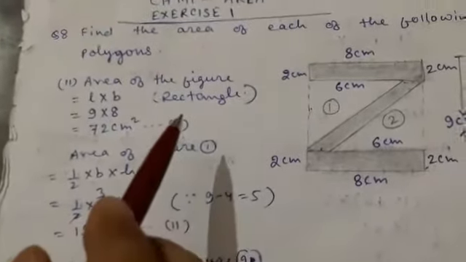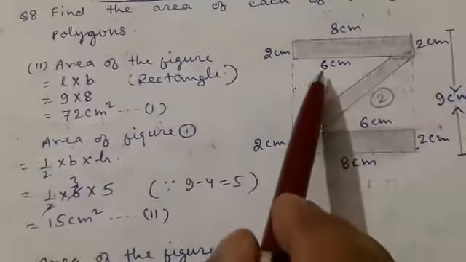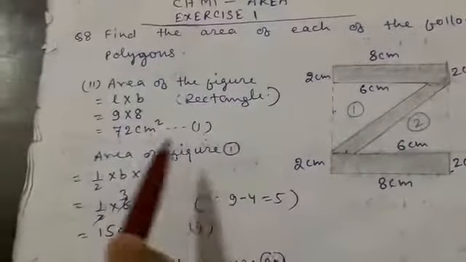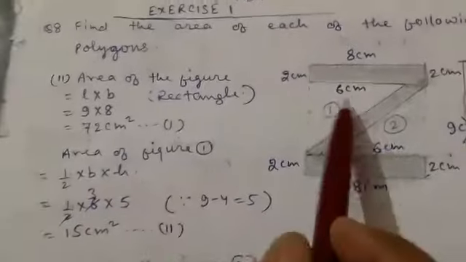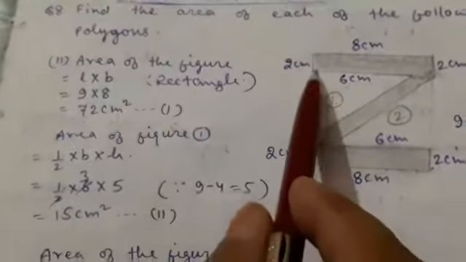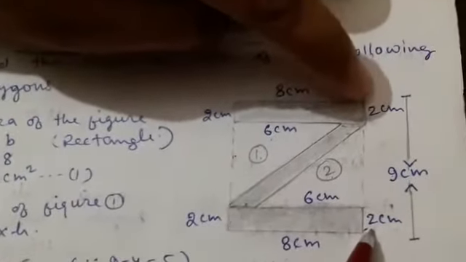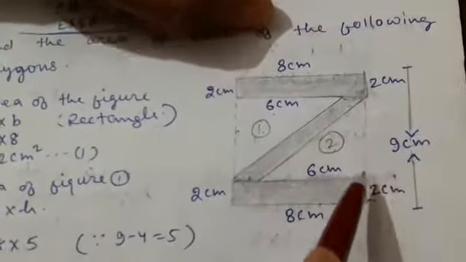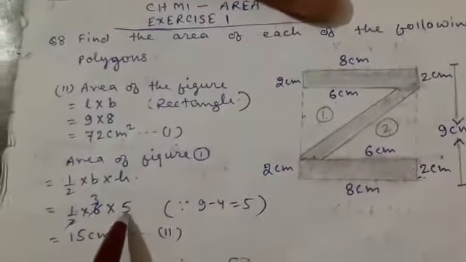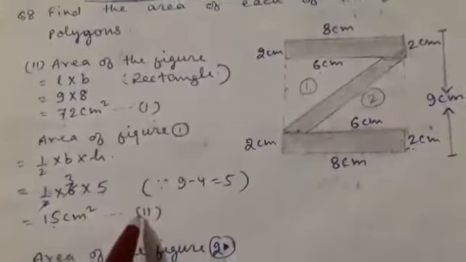This is our first equation. Now we have divided this figure into two parts. In this figure there are two triangles. So let us find out the area of the first triangle, that is half into b into h. This is our first triangle. The base is 6 centimeter and the height is 5 centimeter. How will we get 5 centimeter? Because the whole length is 9 centimeter, and this is 2 and this is 2. From 9, if we subtract 4, we will get 5. So height will be 5 centimeter. So 2 3s are 6, 3 5s are 15 centimeter square. This is the area of the first triangle.